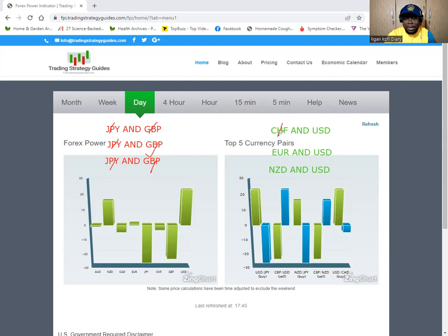CHF is on the monthly, but not here on the weekly, and also not here on the daily. So CHF we will skip. USD is here, USD is here, and USD is here. Euro is only here on the weekly, not on the monthly and not on the daily. NZD is on the daily, not on the weekly, not on the monthly. So when it comes to the stronger side too, we have only one pair.